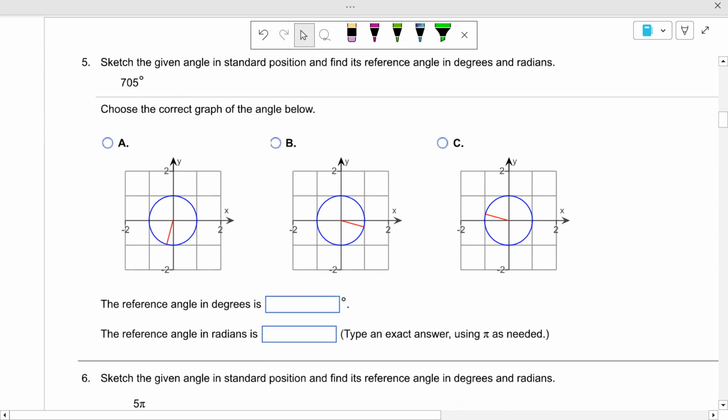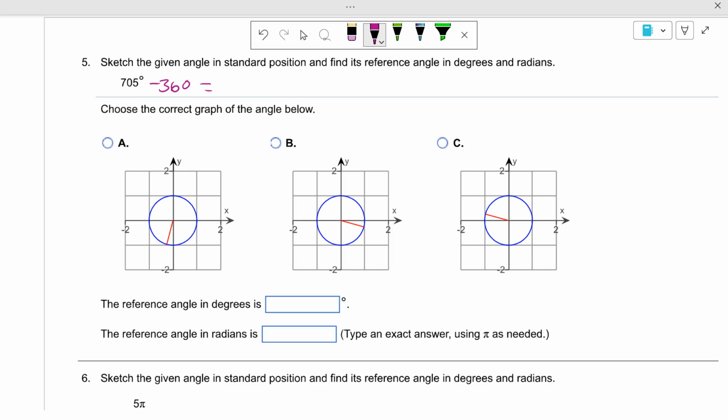705 degrees? That's not anywhere close to anything on the unit circle, is it? So what do we have to do? Well, we have to go to the very first lesson we learned at the start of Trig in January, and figure out a coterminal angle with 705. How do we do coterminal angles? Subtract 360.